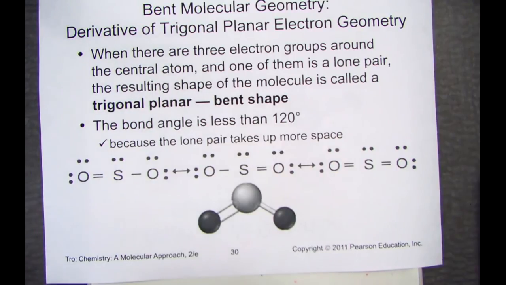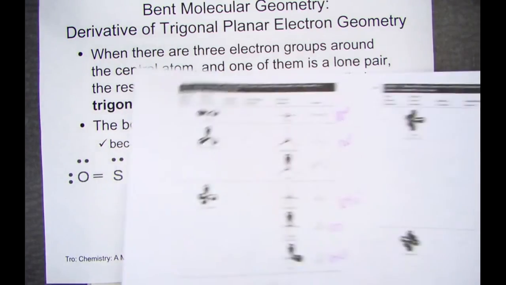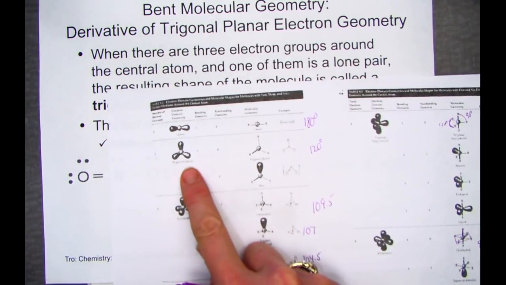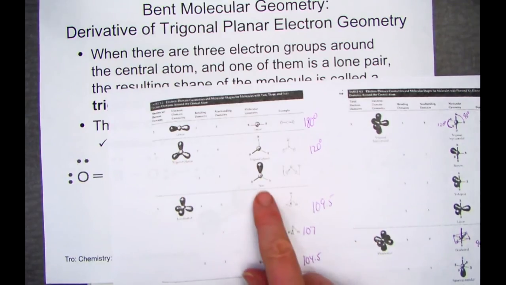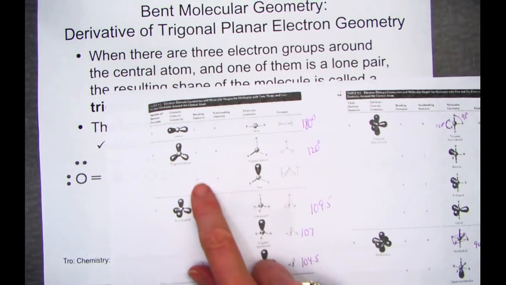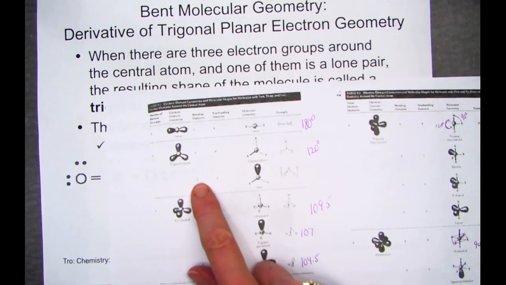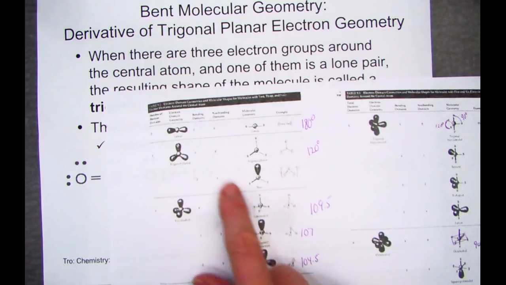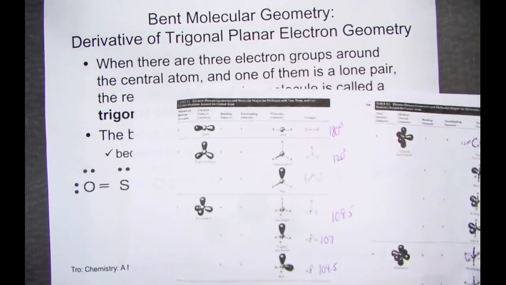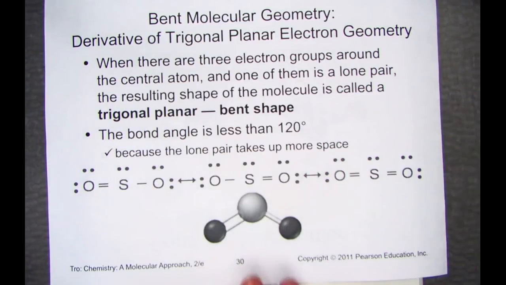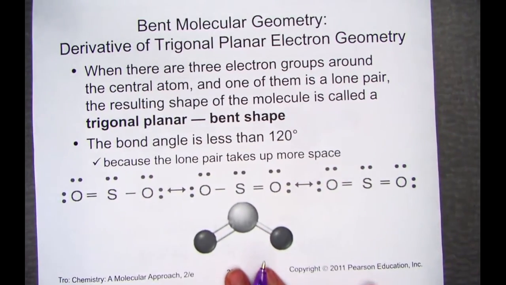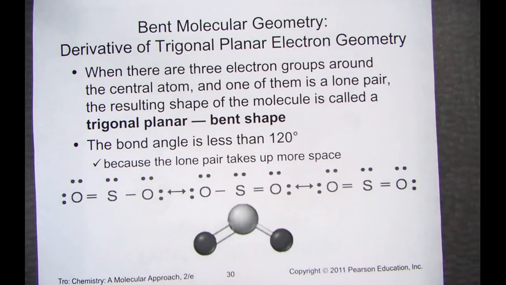A derivative of the trigonal planar geometry is the bent molecule. If two of the three electron domains are bonded and one is non-bonded, we get a bent molecule. And the bond angle changes a little bit. So if I think about trigonal planar being bent, that means two are bonded and one is unbonded in terms of this particular shape.